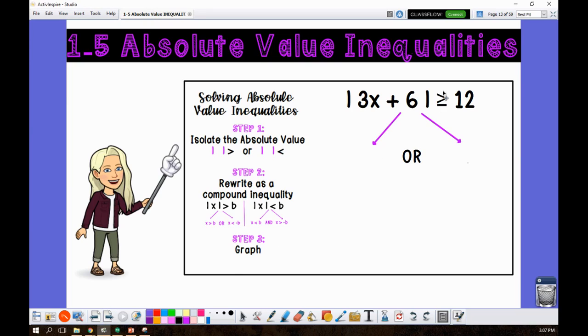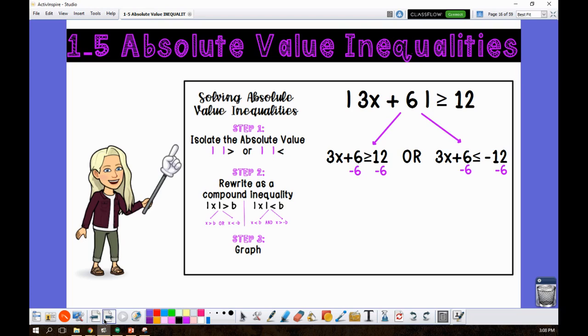So, because I have greater than, I'm going to split this into two inequalities separated by the word or. My first one, I'm going to carry down the same exact sign. I'm going to carry down my greater than or equal to, and I'm going to leave that with the positive 12. On the other side, I'm going to flip my inequality sign so I have less than or equal to, and I'm going to put that with my negative of the 12. And now I have a compound inequality, which you know how to solve because we just did that last week.